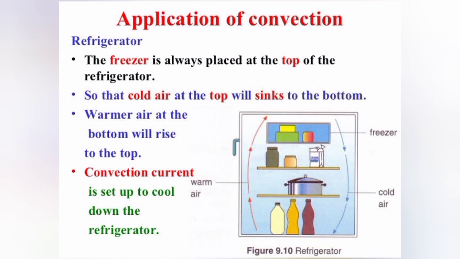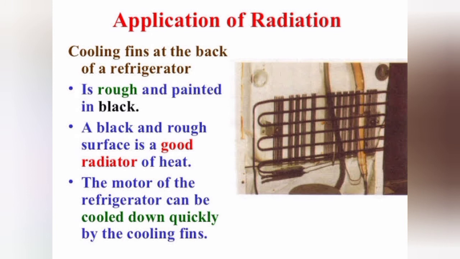So the cooling compartment of the fridge or the freezer will be placed at the top, so that the cool air from there will sink, and then it will be replaced by the hotter, less dense air from the sides that will move to the top. In radiation, in the refrigerator, you will paint those cooling fins black and they will be rough, so that becomes a good radiator of heat that will keep your fridge cool, and so all the heat would be easily emitted by those cooling fins.